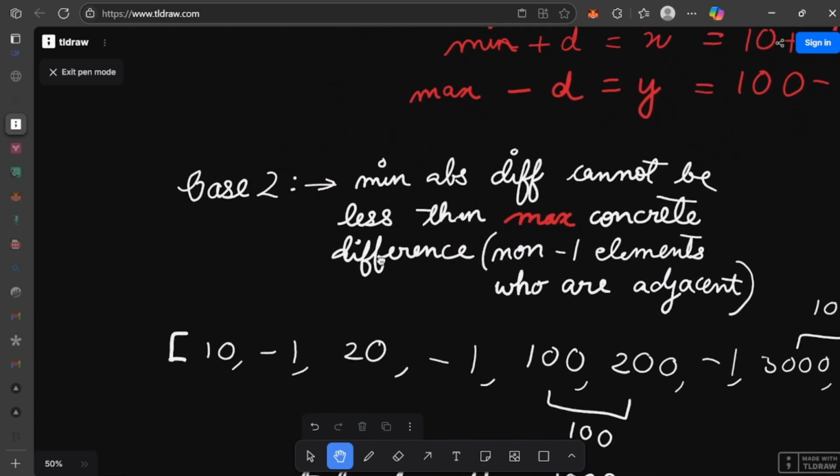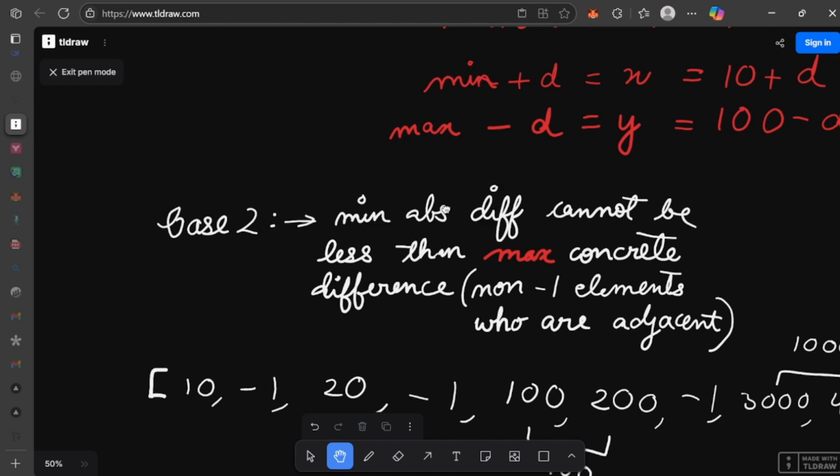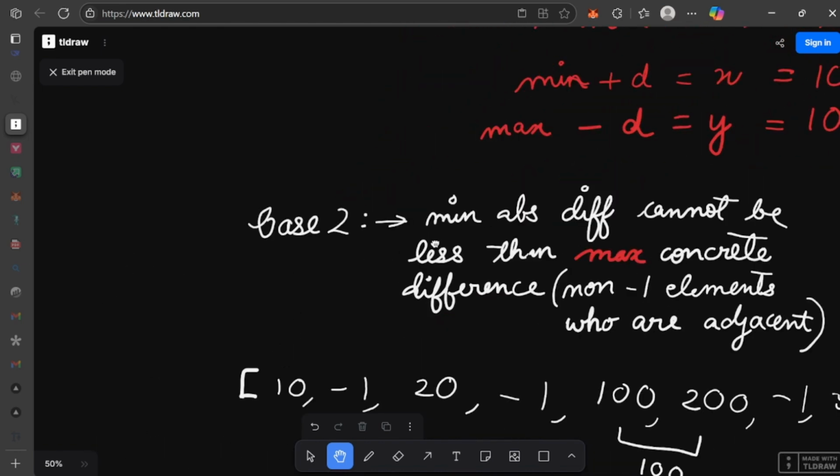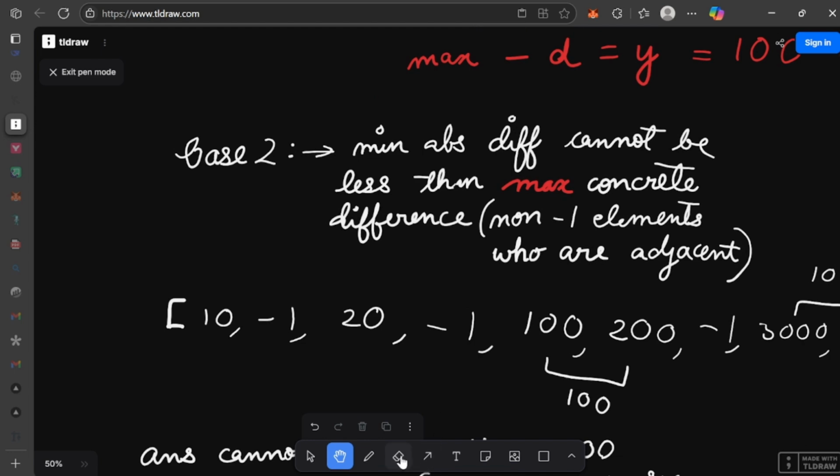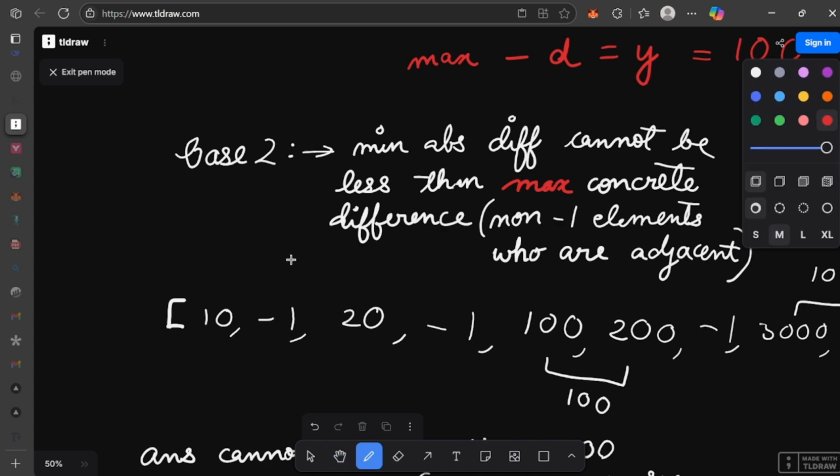Now case 2. These would be my x and y. Now case 2 is where the minimum of max comes from the non-adjacent elements, the ones which are concrete, non-negative, where no changes can be made. So that case also we have to handle.